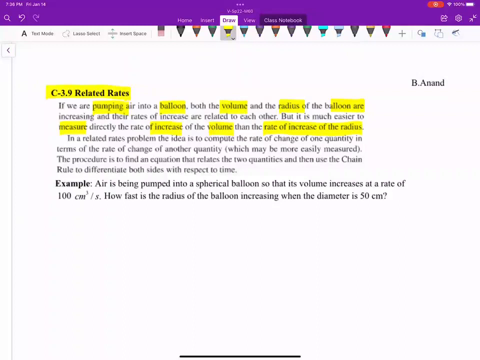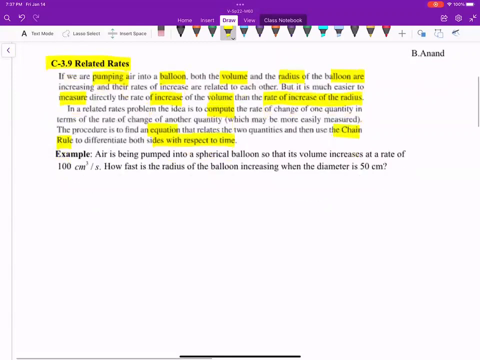In a related rates problem, the idea is to compute the rate of change of one quantity in terms of the rate of change of another quantity, which may be more easily measured. The procedure is to find an equation that relates the two quantities and then use the chain rule and differentiate both sides with respect to time. So let's take a problem and see, and then we can generalize the method.